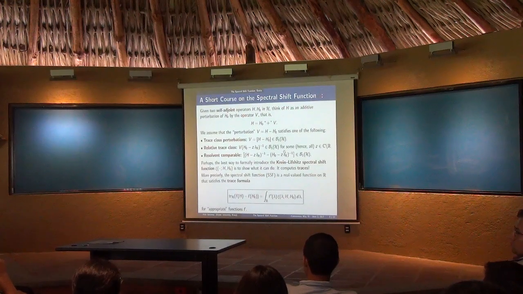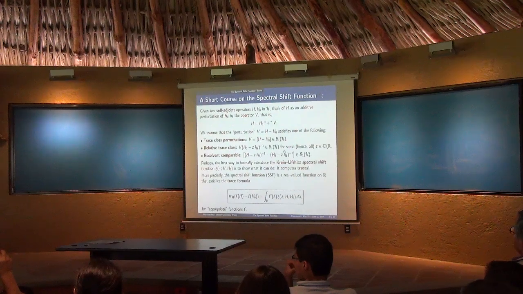Then you can do what's called a relative trace class situation, where you say, no, V itself is not trace class. Imagine you're working with, say, differential operators. Then V is typically multiplication by a function. That's never trace class. There's no chance whatsoever that this would ever be trace class. Multiplication operators have continuous spectrum generically. Once you have essential continuous spectrum away from just one point, you cannot be trace class. So we need to do better.